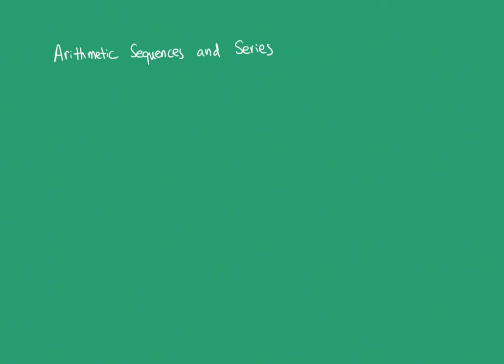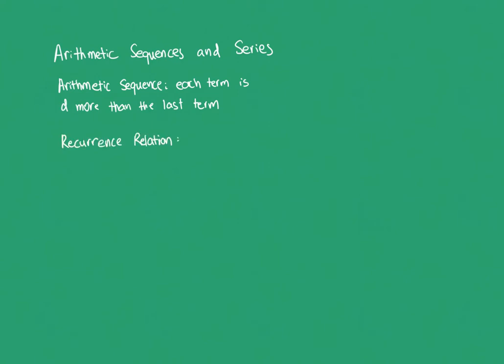Hey guys, welcome back. In this video, I'm going to talk about arithmetic sequence and series. So, for the last video, I talked about the general sequences and series. A sequence is a list of numbers in order, and a series is the sum of that sequence. In an arithmetic sequence, each term is a constant amount more than the previous term, and the constant is called the common difference d.